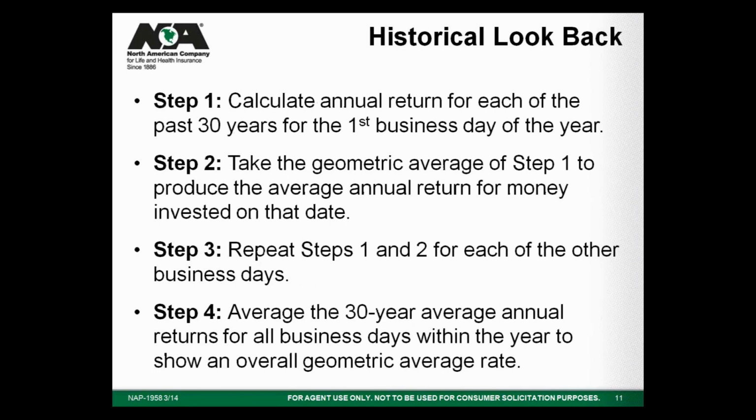And so what does that mean? So, like I said before, we use our current caps, floors, par rates for the 30 years. We calculate the annual return for each of the past 30 years for the first business day of each year. Then we take the geometric average of step 1 to produce the average annual return for money invested on that date. We then repeat steps 1 and 2 for each of the following business days. We take the average of the 30-year annual returns for all the business days within the year to show the overall geometrical average rate. This produces a 30-year look back, which is our maximum illustrated rate.